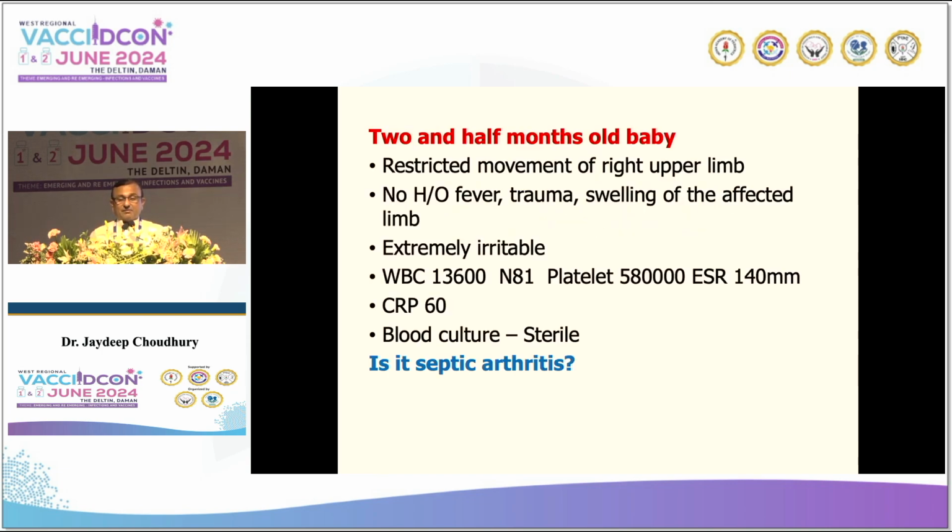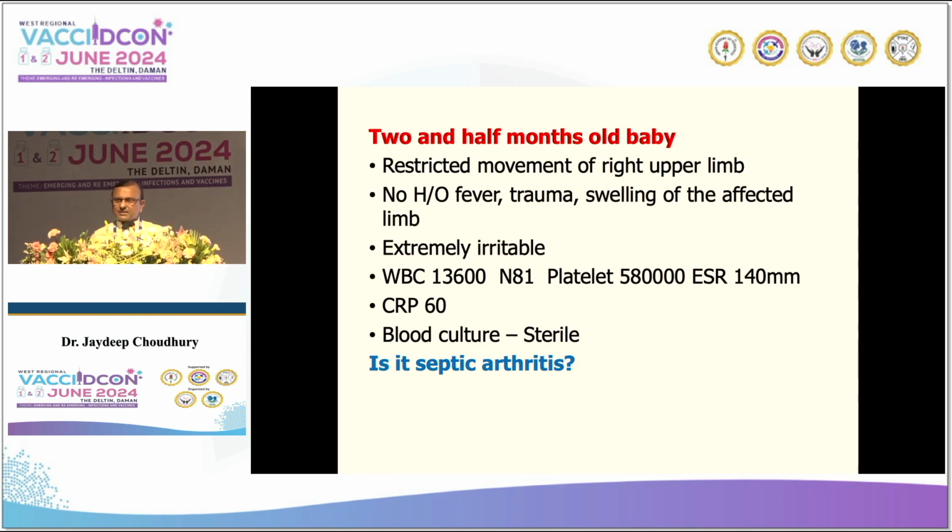A 2.5-month-old baby, restricted movement of the right upper limb, no history of trauma, extremely irritable, WBC 13,000, platelets raised 5,80,000, ESR raised, CRP 60, blood culture sterile.